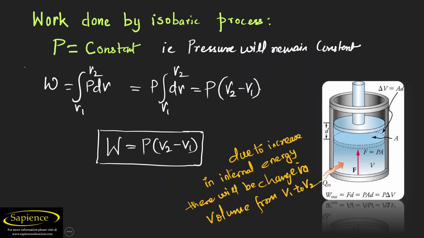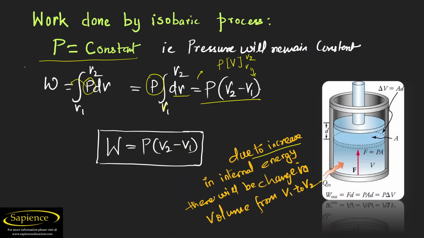Since pressure will remain constant, work done can be written as the integral from V1 to V2 of P dV. Since pressure remains constant, we can take it out, because constant terms can be taken out before integration. So it is the integral from V1 to V2 of dV. The integration of dV is V. So finally we put the limits V1 and V2, and we get the work done. Work done is equal to P into (V2 minus V1).